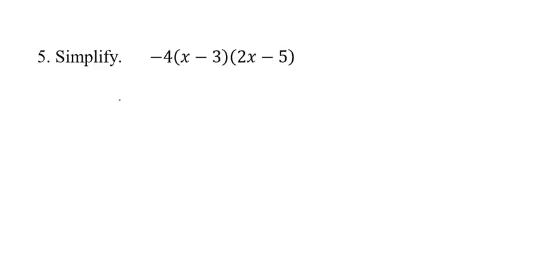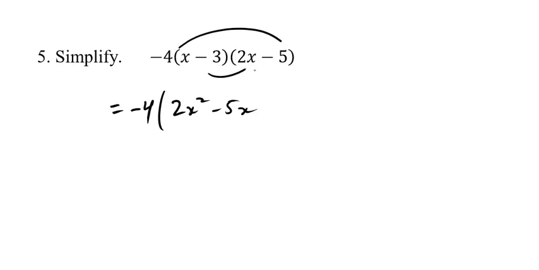Okay, and this last one has a couple of steps to it. So the best way to do this is by leaving the negative 4 out front and doing the two brackets. X times 2x is 2x squared minus 5x, that's that part, minus 6x plus 15. Negative 3 times negative 5 is positive 15. And a lot of people miss this step, but I would simplify this.